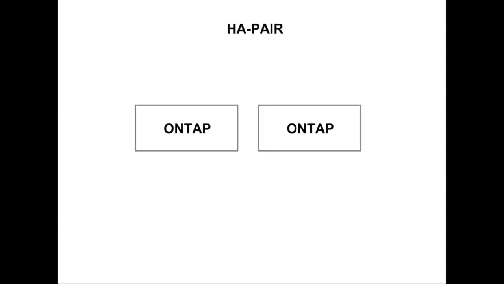The HA pair. Two nodes can form an HA pair. The two nodes are tied together via the HA interconnect. An HA pair is highly available because if you lose one node, you do not lose access to your data.